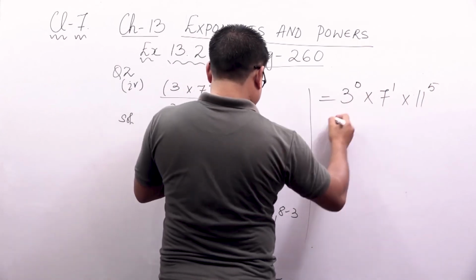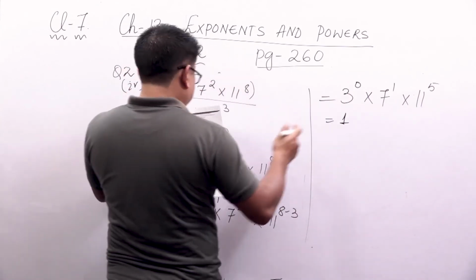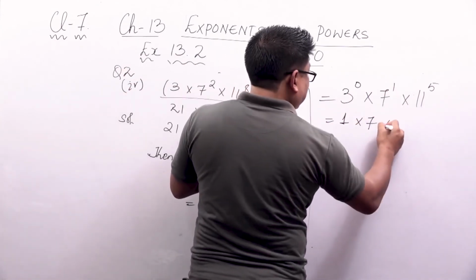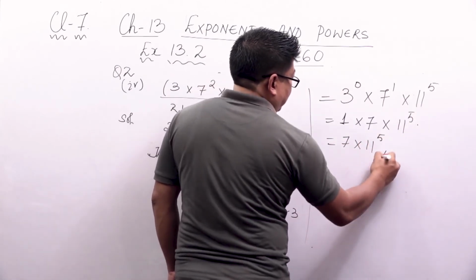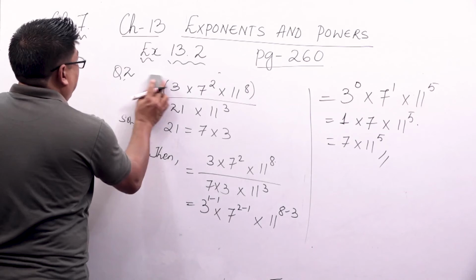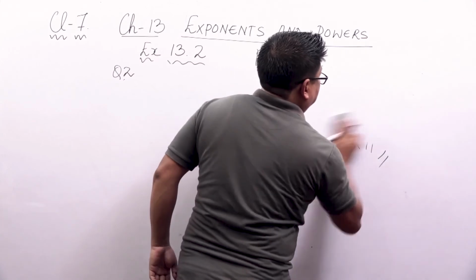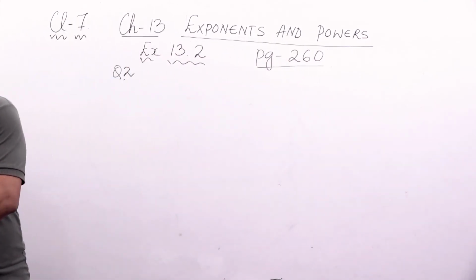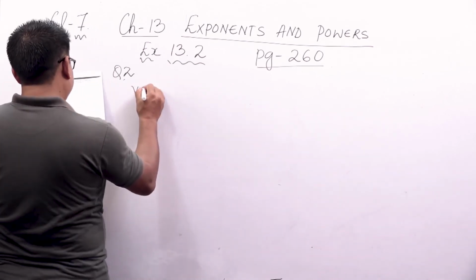Okay, so this 3 to the power 0 you can write as 1, all right, and 7 to the power 1 is 7, 11 to the power 5. Or simply you can write 7 into 11 to the power 5. Okay, so this is question number 4. Let's look at one more question before we wind up. All right, we will quickly solve one more question.